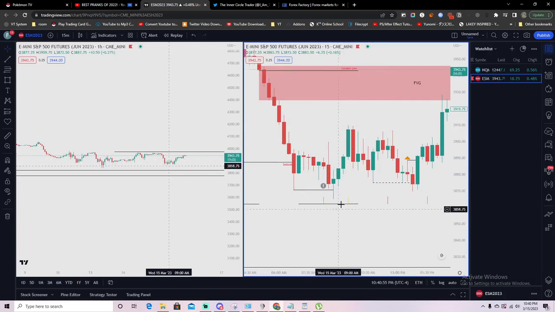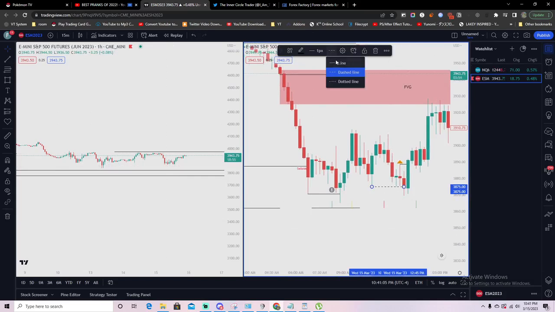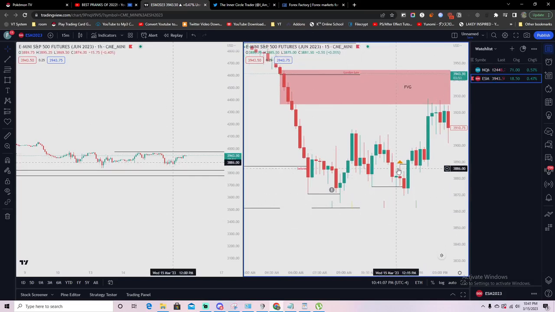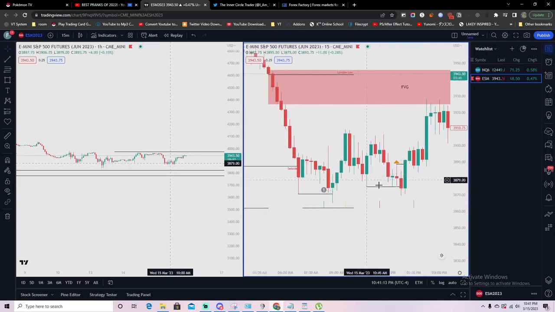Okay, now it fails to take out this low again, but it does create this level right here, which is the one that he had actually marked on his charts, which is this 3875 level. Let me just make that normal line. Okay. Now I'm going to mark this as another stop run, right here, because it's below this short-term low.